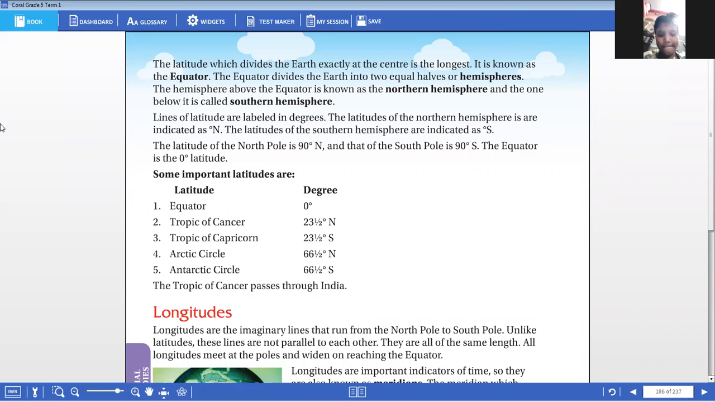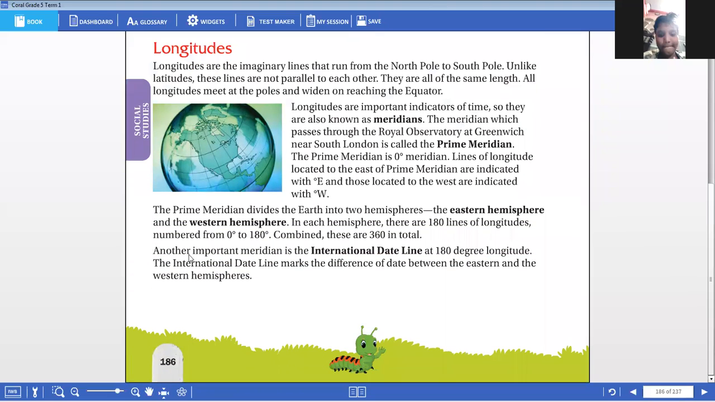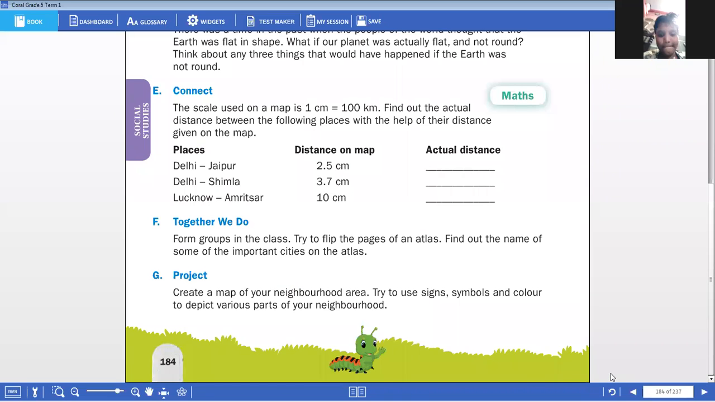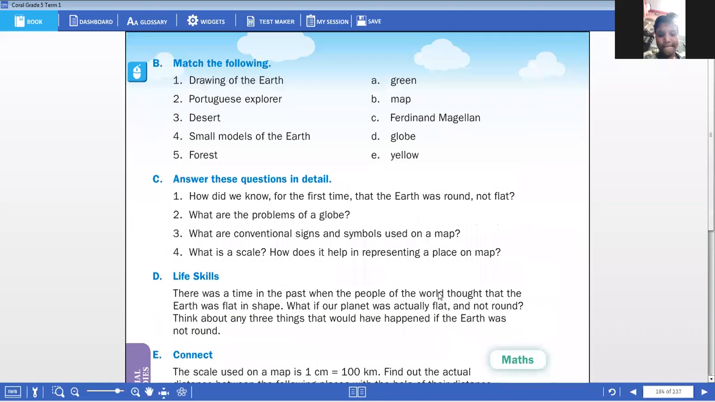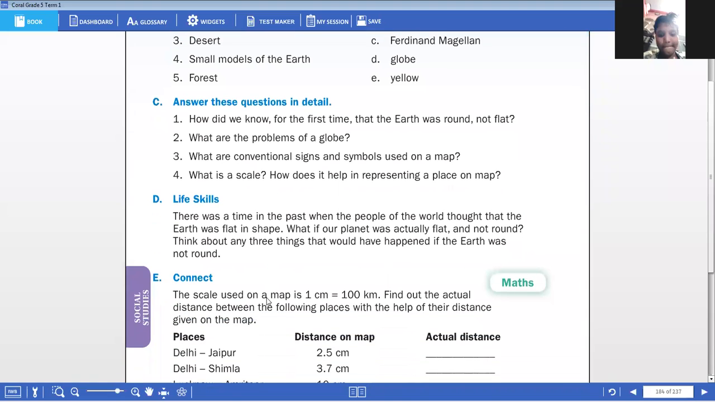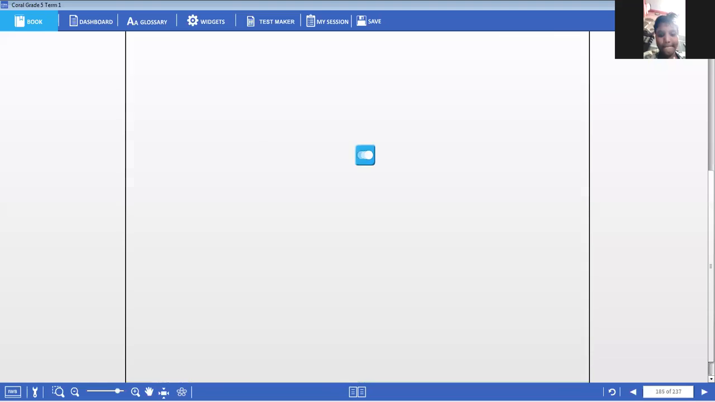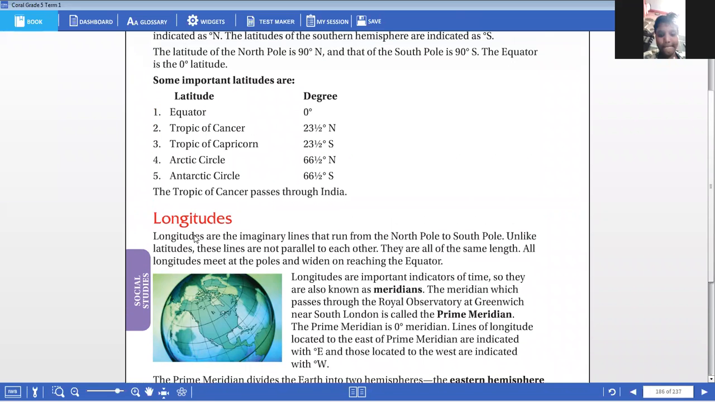Ma'am, we have painting in the first lesson, page number 184. Someone is asking about page number 184. What is there in page number 184? Those are all completed, children. These are not possible for you to do because these are just online classes. When the teacher is with you, you can do that.